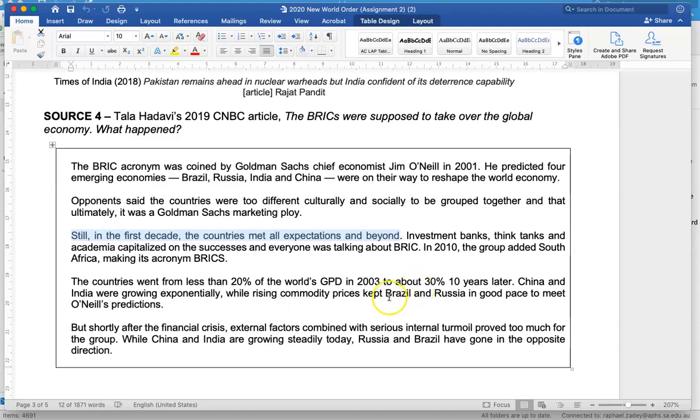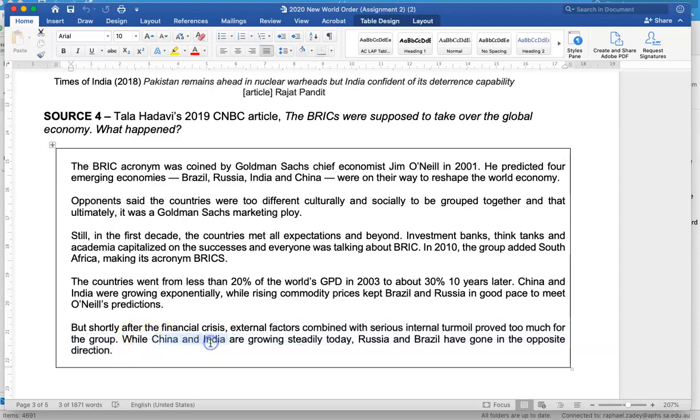However, countries like Brazil and Russia, which were reliant on coal and oil and gas and wood prices, basically to earn their income, were also working well. However, when prices for wood and oil and gas began to drop, we see a split in the BRICS countries.